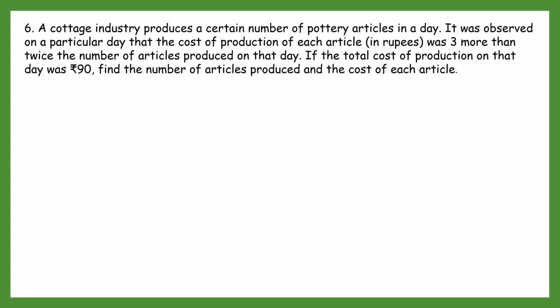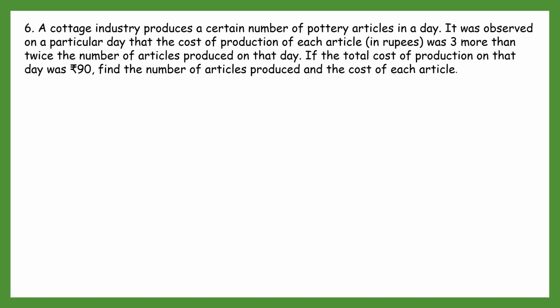Next question. A cottage industry produces a certain number of pottery articles in a day. It was observed that on a particular day the cost of production of each article was 3 more than twice the number of articles produced on that day. If the total cost of production on that day was rupees 90, find the number of articles produced and the cost of each article. Let's do this.